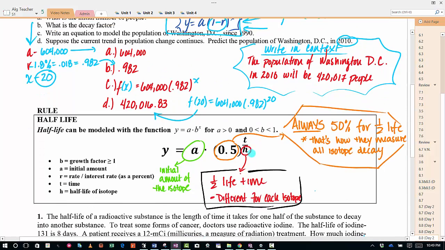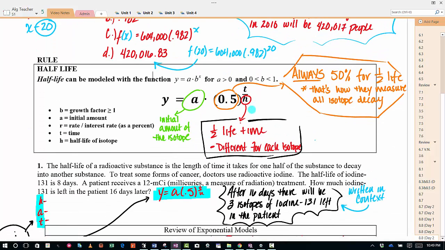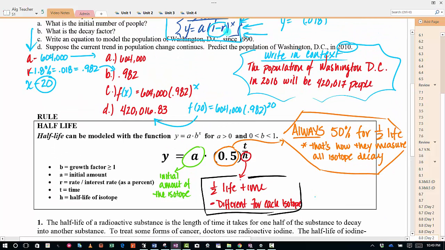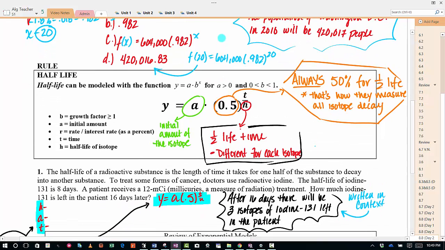Now, half-life, you'll actually find it easier because the decay factor, you don't have to subtract anything from 100% because it's always the same decay. What we do with half-life is that there's these isotopes that break down over time. And there's different isotopes, and they break down, some are faster, some are slower. But the way that we measure them is always by how much they decrease by half, hence half-life. So what that means is the decay factor for these will always be 0.5. No calculation necessary. You always know that your decay factor will be 0.5.